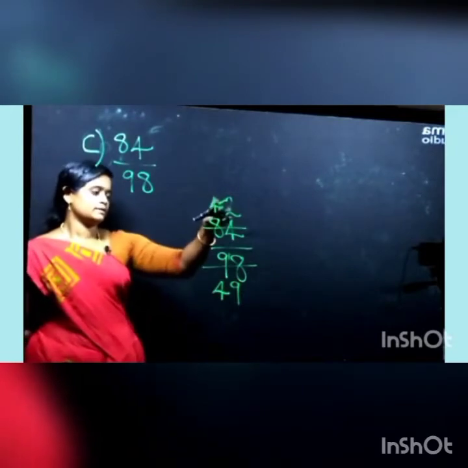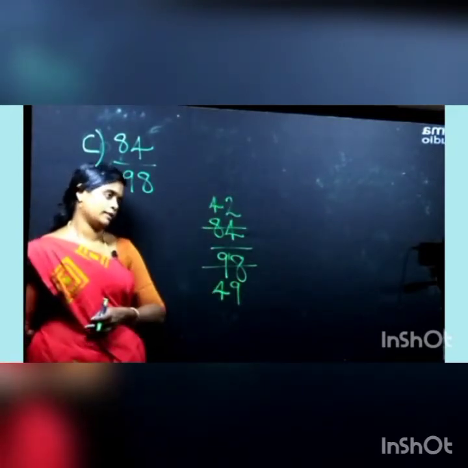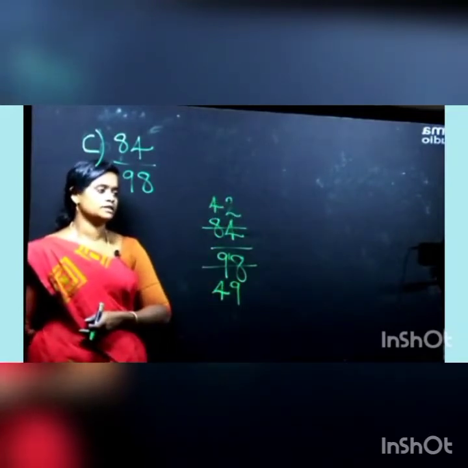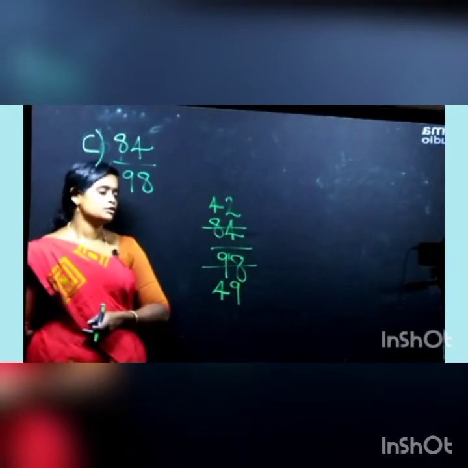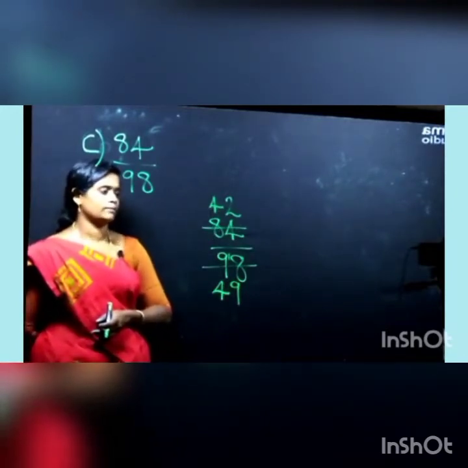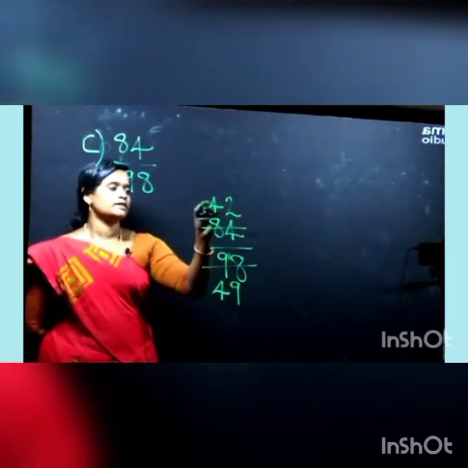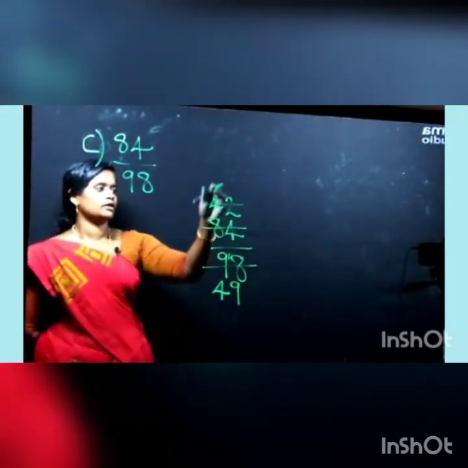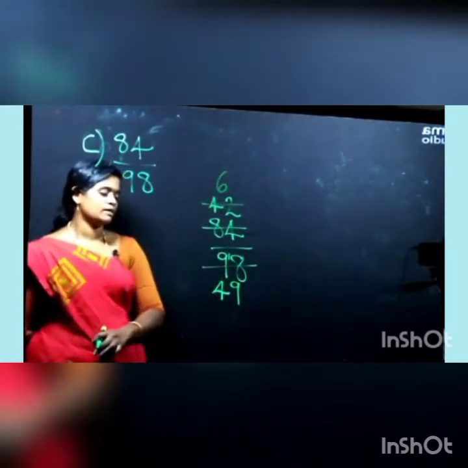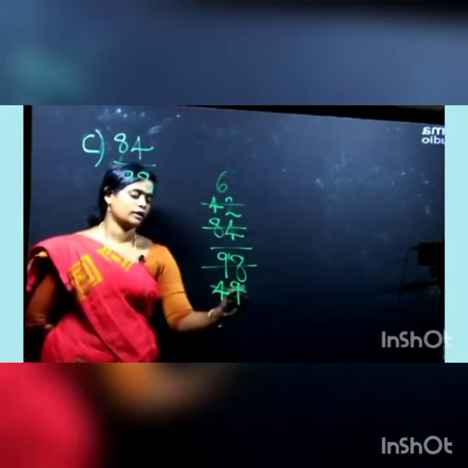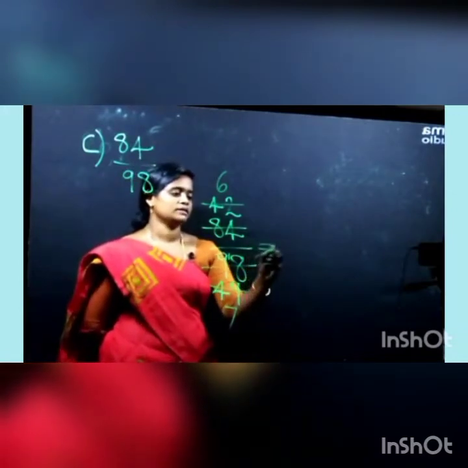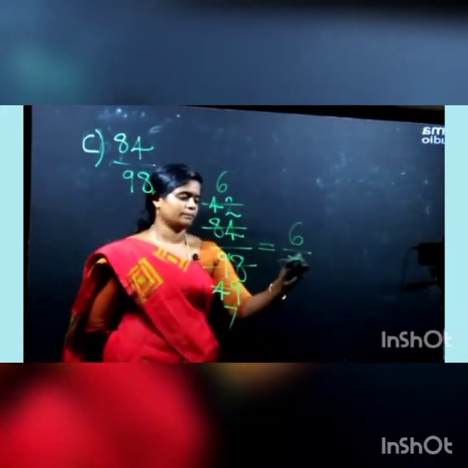Again consider this 42 and 49. We know that both 42 and 49 are divisible by 7. So we can divide this 42 and 49 by 7. Since 7 6s are 42, we cut this 42 and write 6 here. Again, 7 7s are 49. So, we cut 49 and write 7 here. Now, the new fraction is 6 by 7.